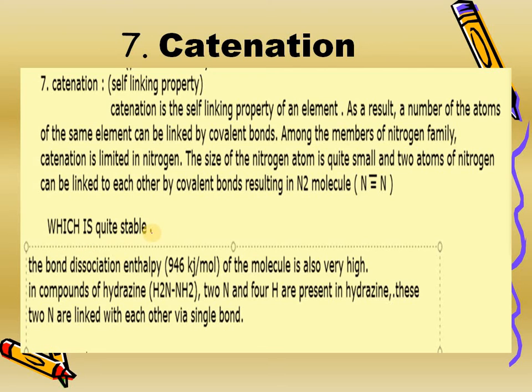So this is quite stable, and this is the reason that this N2 molecule is inert, which does not react easily, because it contains a triple bond with a dissociation enthalpy of 946 kilojoule per mole. This N2 molecule has a high dissociation enthalpy, so this is the reason that it is chemically inert. And further, more compounds can be formed by nitrogen with hydrogen, that is hydrazine, where 2 nitrogen and 4 hydrogen are present and they are linked with a single bond.